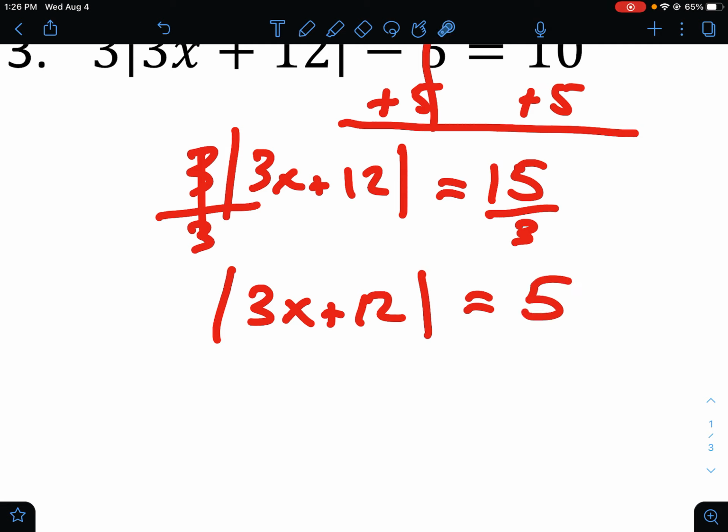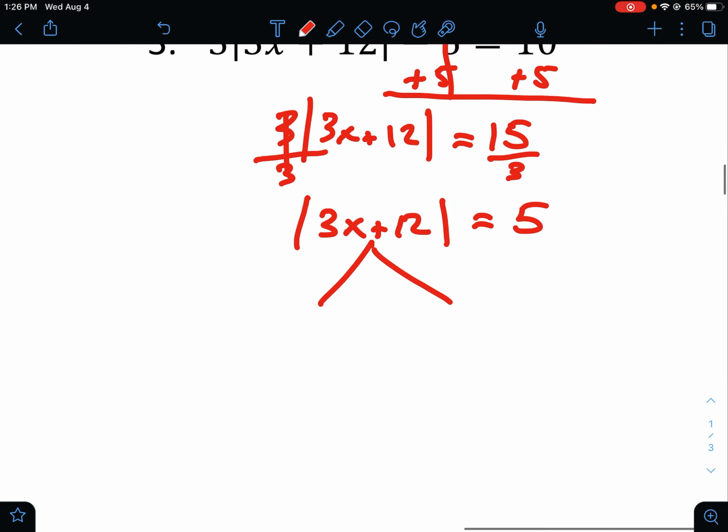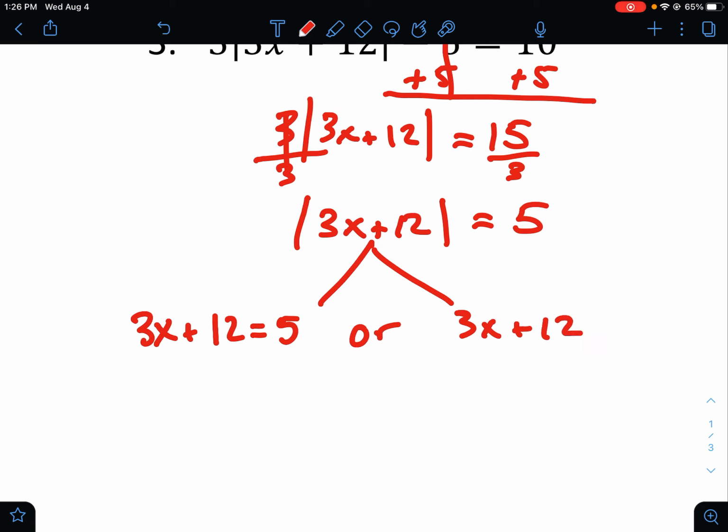So you can see here inside that I've isolated the absolute value. So now I can set it to a positive version of this and a negative version. So this is going to split off into 3x plus 12 equals positive 5, or 3x plus 12 equals negative 5.